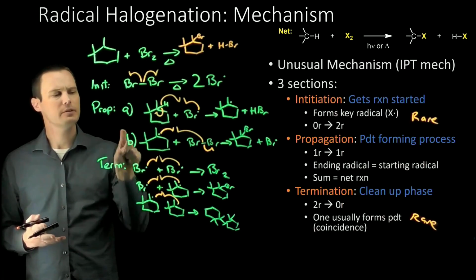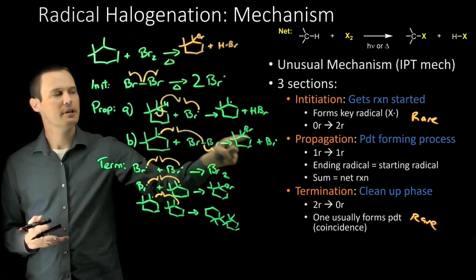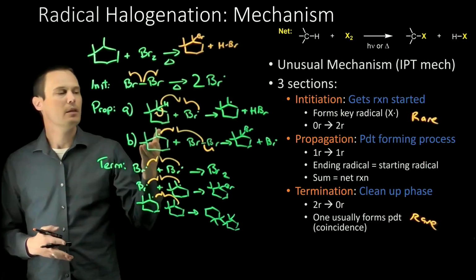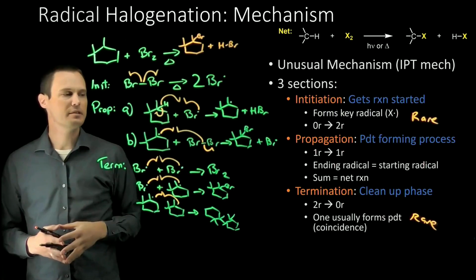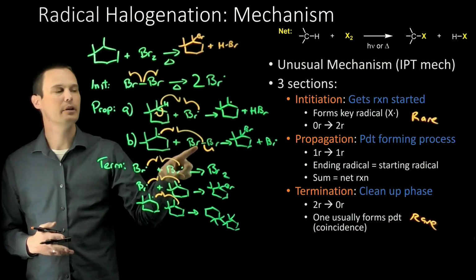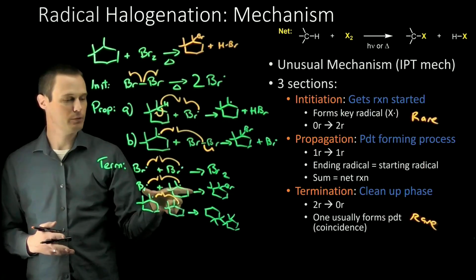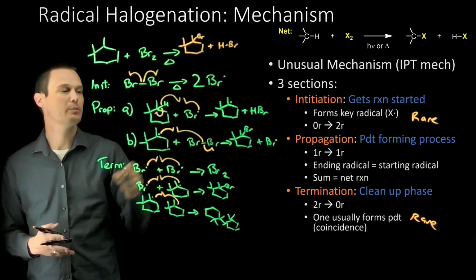The other thing I want to point out is this propagation step B. If we're going to make a mistake in this mechanism, it's going to be here. Students will often misdraw this step. Instead of using Br2 as the intermediate, they'll use Br dot here. They'll actually do this second termination step, but they'll put it here in the propagation sequence.